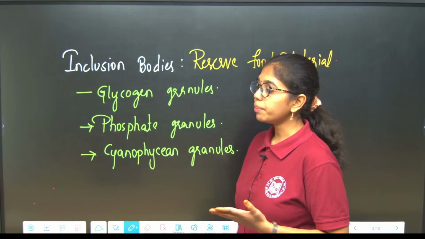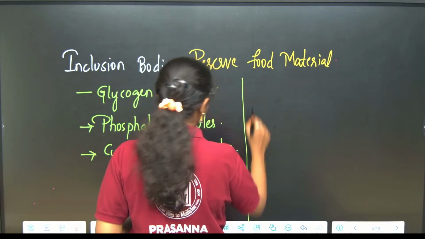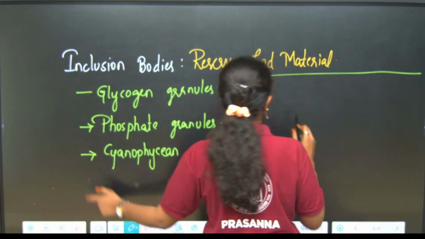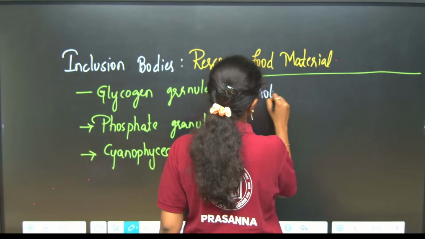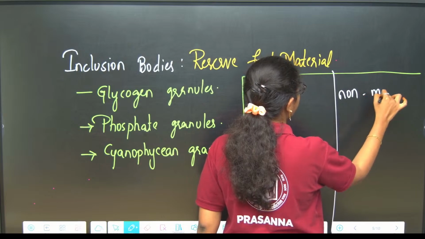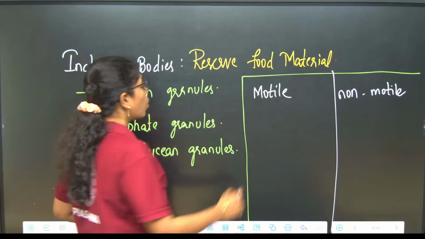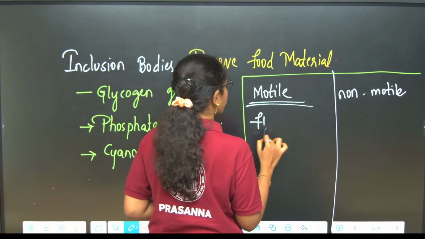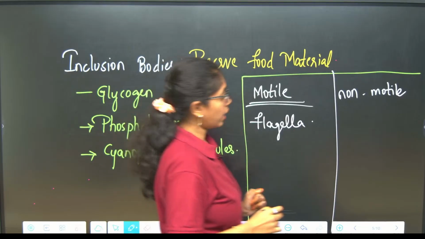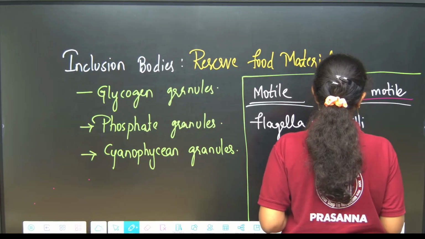Okay. Now, we will be looking into the motile and non-motile structures in bacteria. What are the motile and non-motile structures? Fine. Motile structures include only flagella. Flagella is the only motile structure that is observed in the bacteria. Non-motile structures include pili and fimbriae.